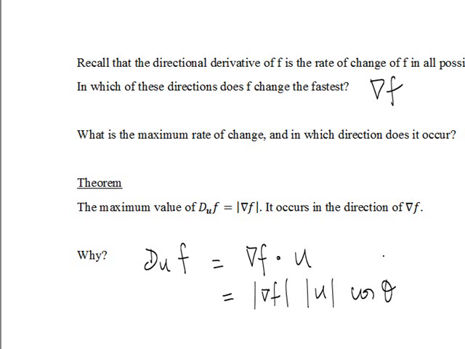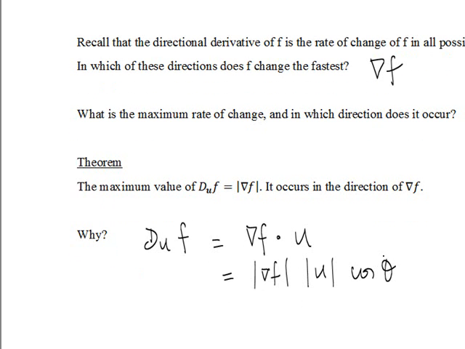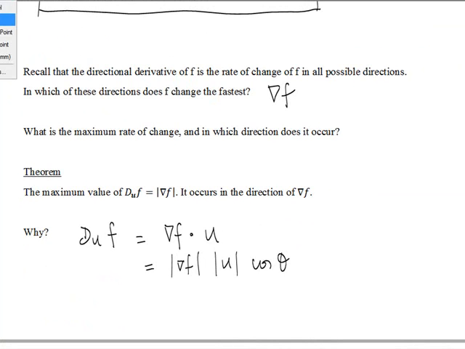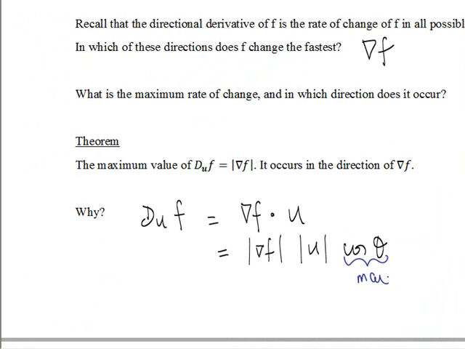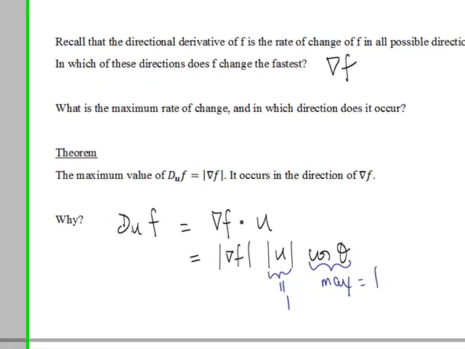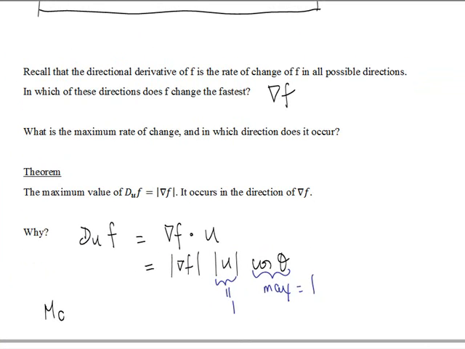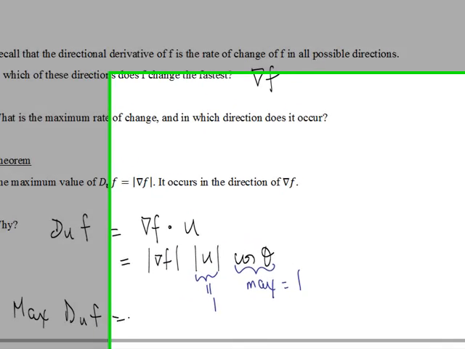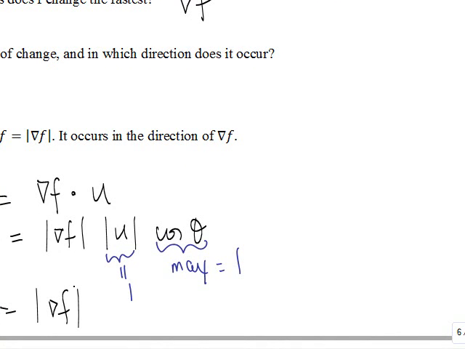Okay, now let's see the maximum. We want the maximum of the directional derivative. So, this cosine theta, what is the maximum value of cosine? 1. What is the length of u? What is the length of a unit vector? 1. So therefore the maximum occurs when you multiply 1 by 1, which is 1, so the maximum of the directional derivative is just the length of the gradient. Very, very important point.